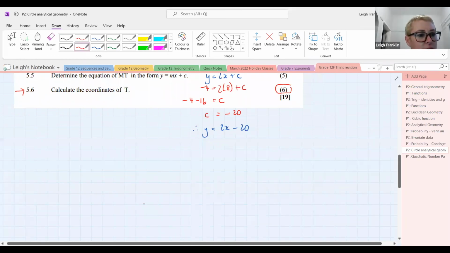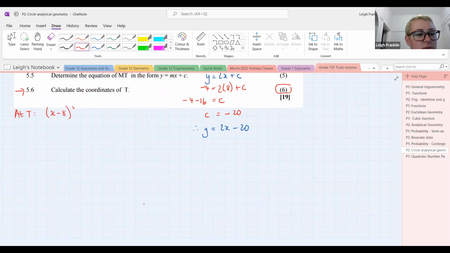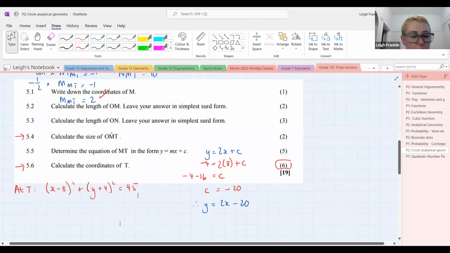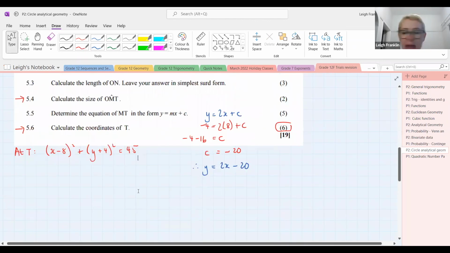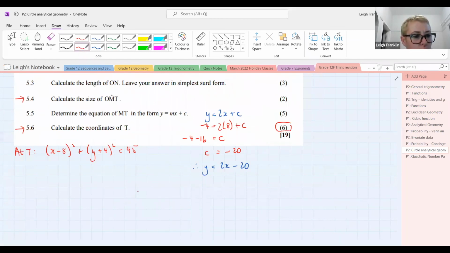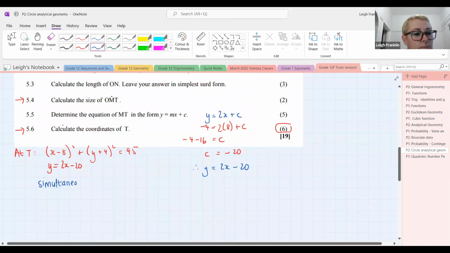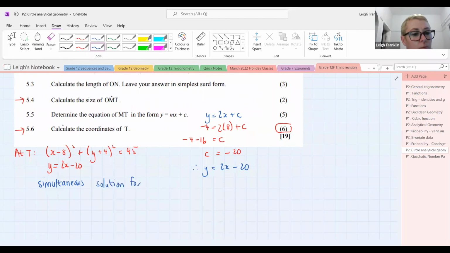So at T, we have the circle, which was (x minus 8) squared plus (y plus 4) squared equals 45. Let me double check myself, because it would be a pain if we walked the whole way through it and it was wrong. And we have the radius, y equals 2x minus 20. So we need to do a simultaneous solution so that we can get the x and the y at T.